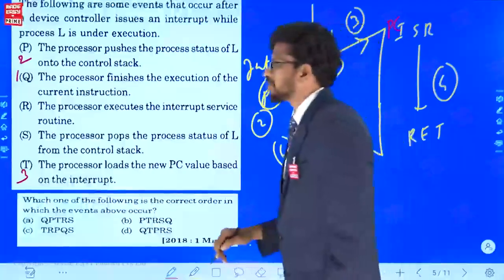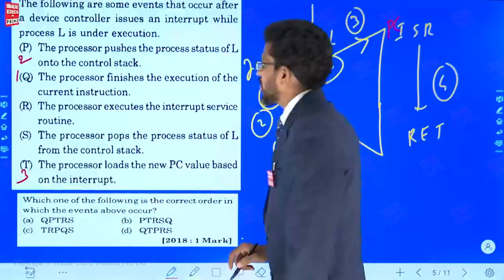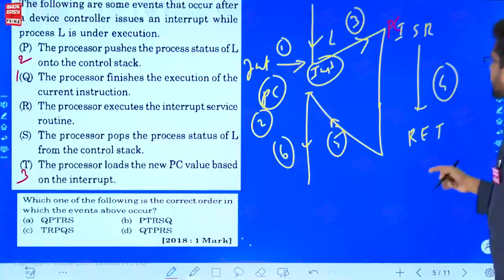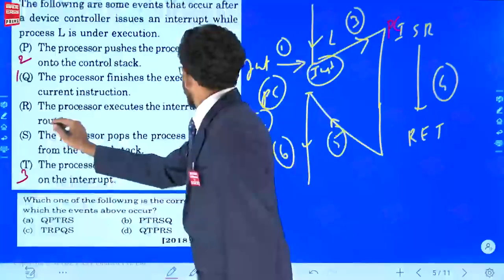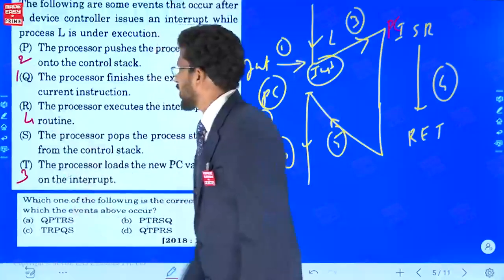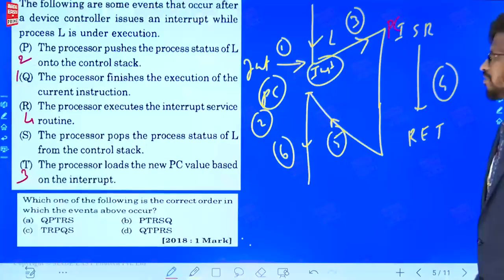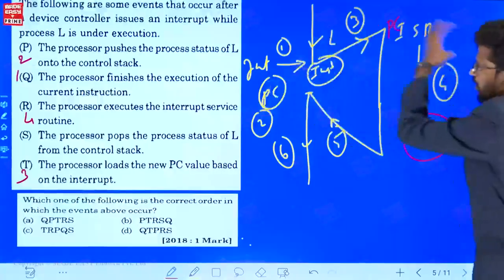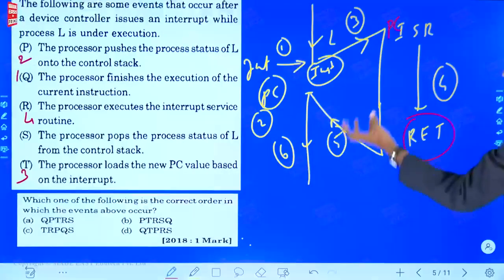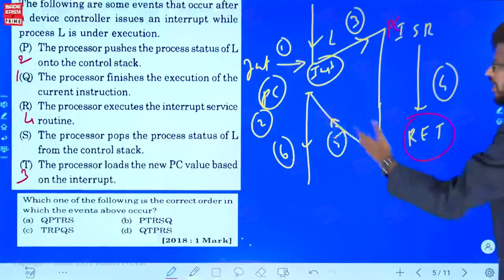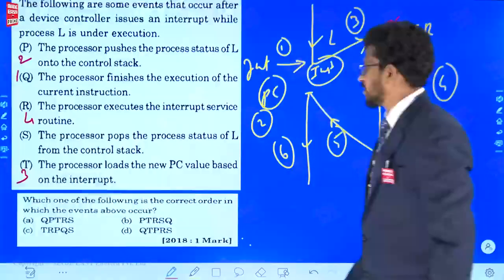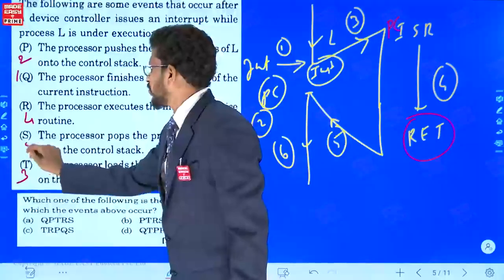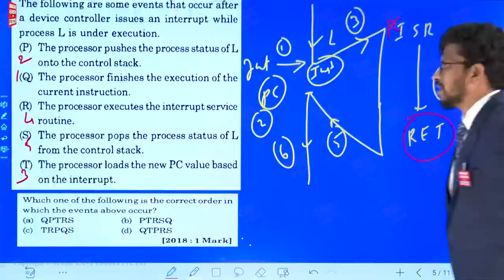That is number 3. Then number 4 is it will continue the ISR. This is number 1. This is number 4. It will run the interrupt service routine. And number 5 is the processor, after completing it, with respect to the return instruction, whatever the data was stored into the stack memory, it will again bring the data back, means PC value back and load the PC value. So that is number 5.